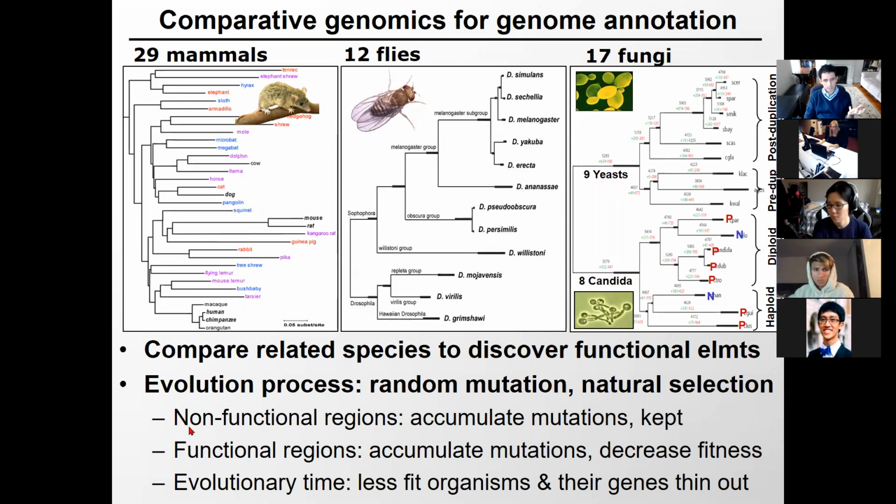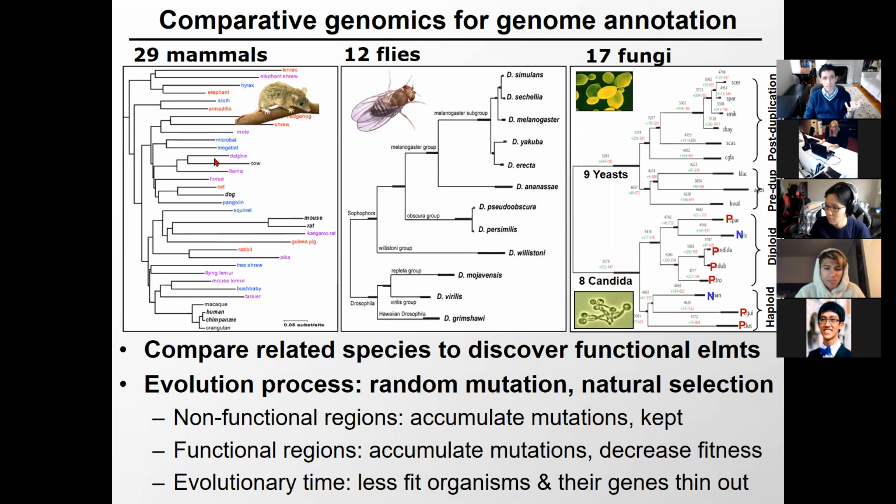On one hand, non-functional regions will accumulate mutations and those mutations will be kept. So over evolutionary time, any mutation that happens in a non-functional region is preserved. But within functional regions, mutations accumulate just as much, but they decrease fitness. And therefore, over evolutionary time, it will lead to those organisms that have disrupted elements to basically eventually become less fit, and their genes will eventually thin out.